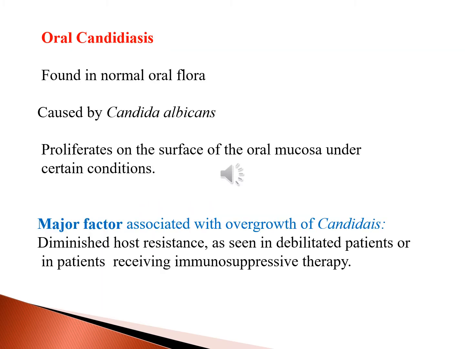So the first most common oral infection is oral candidiasis. Even though Candida albicans is found in normal oral flora, it can result in lesions which proliferate on the surface of the oral mucosa under certain conditions, that is, as opportunistic infections. The major factor associated with overgrowth of Candida is basically a diminished host response, as seen in debilitating patients or in patients receiving immunosuppressive therapies.